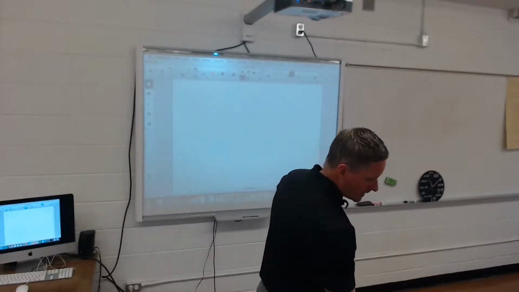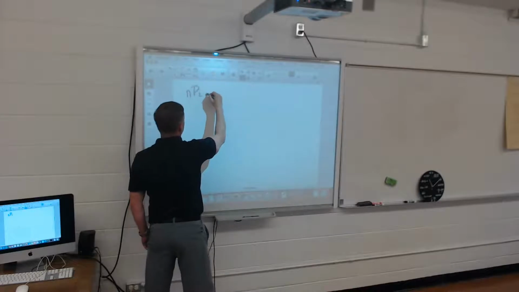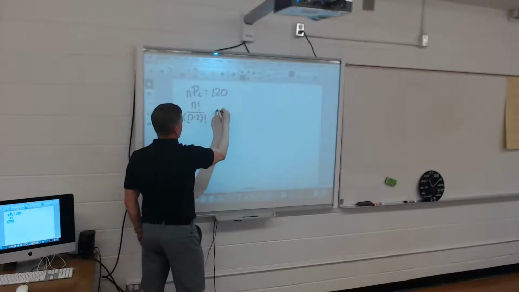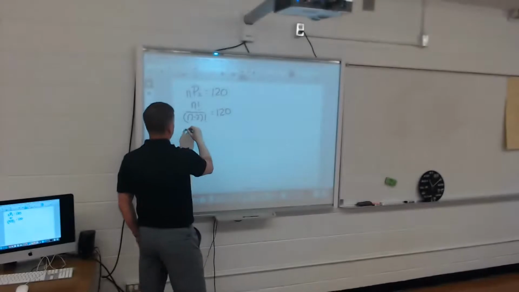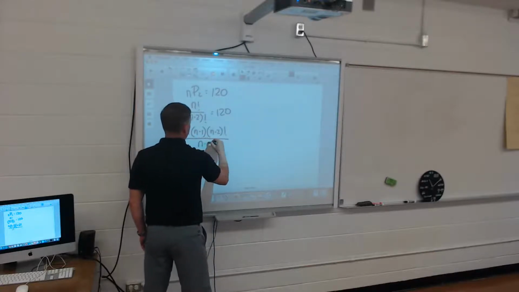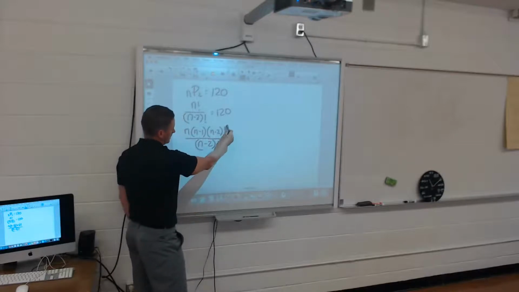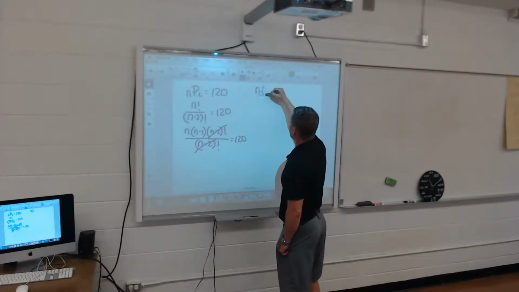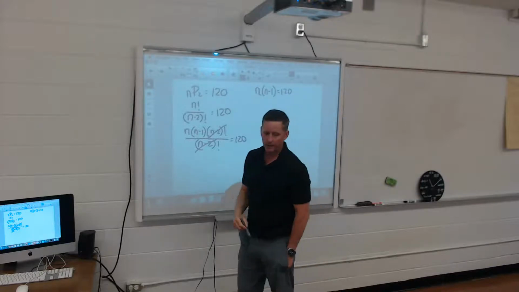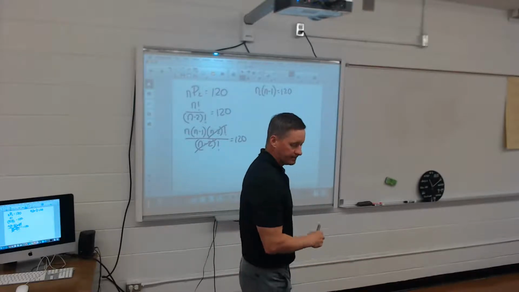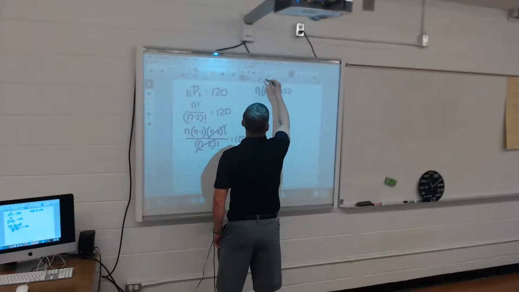The next one we did do in the applied course, I've got nP2 equals 120. So that's n factorial over n minus 2 factorial equals 120. So I break down the one that's larger. So in this case, it's n times n minus 1 times n minus 2 factorial over n minus 2 factorial. Okay? Those cancel. So I'm left with n times n minus 1 equals 120. So now, what I'm saying is, what are two consecutive numbers that I multiplied to give me 120? Oh, sorry, this should have been 110. My bad.